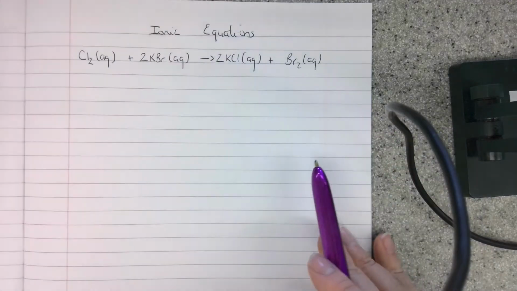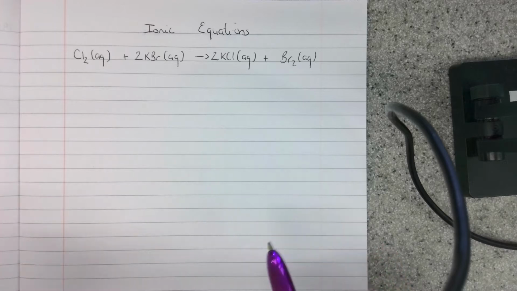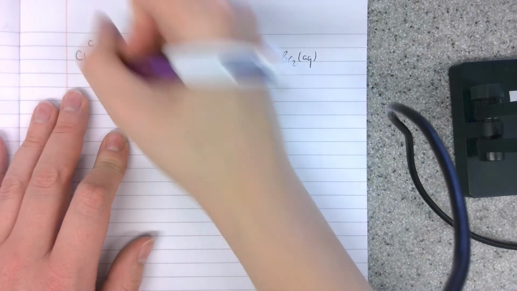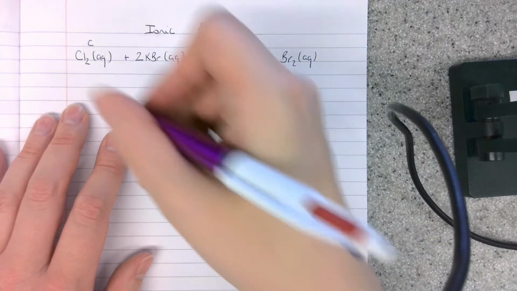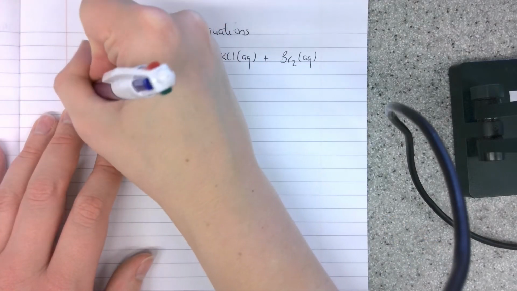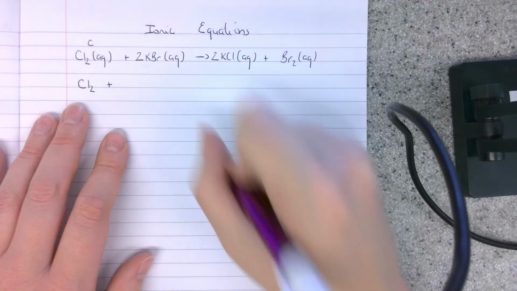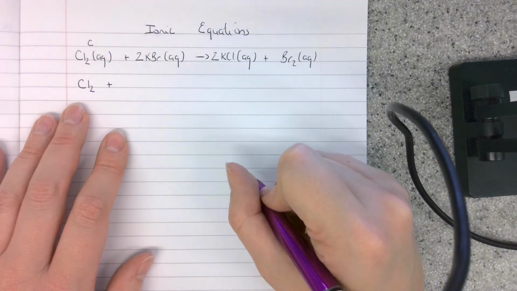into ions. So if we have a look at the equation that I've written here, the first thing I've got is chlorine, Cl2. Cl2 is covalent, two non-metals. Because it's covalent, it doesn't split into ions, and I write it down exactly the same way as it is above. The next one I get to is potassium bromide.